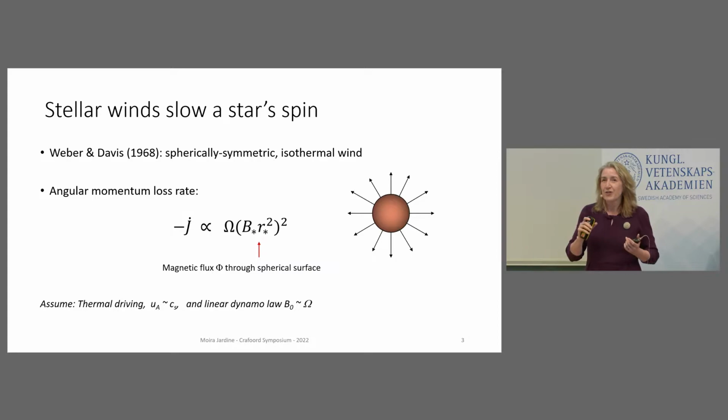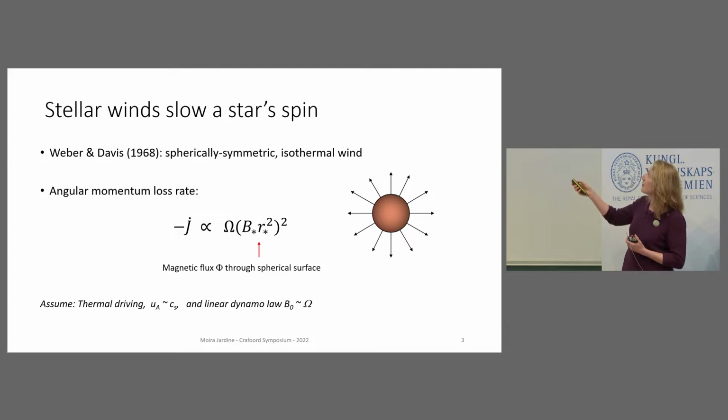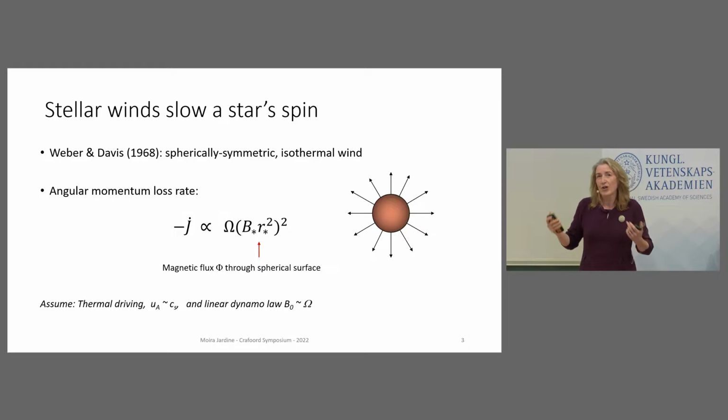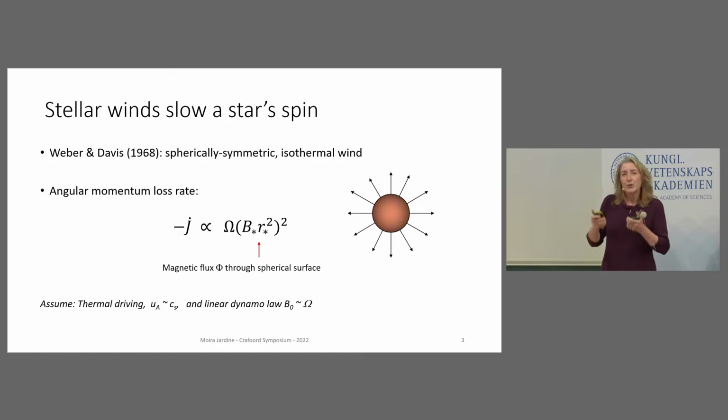But there's a hidden problem here in this expression, and it's hidden inside this term, the magnetic field strength at the surface. Because we expect that the strength of the magnetic field varies with the rotation rate of a star. The magnetic field is generated by a dynamo, powered by rotation. The faster the star spins, probably it's producing more magnetic field. So we can make a simple approximation. We can say, let's assume that we have what's called a linear dynamo law. The magnetic field strength just increases with omega, the rotation rate of the star.